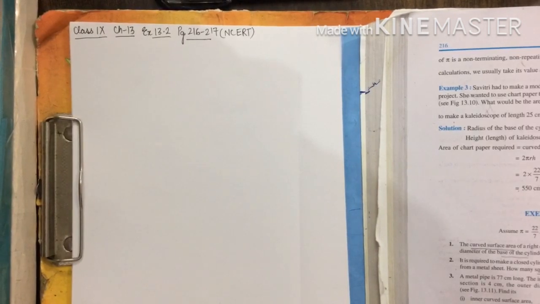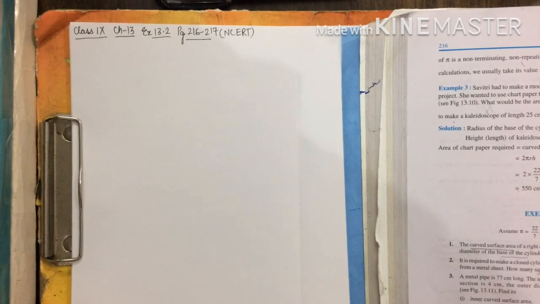We have started with exercise 13.2 of chapter number 13 from your NCERT book. We already have done 4 questions, 1st, 2nd, 5th and 6th. Now we shall be doing a few more questions from the same exercise. Let's begin.